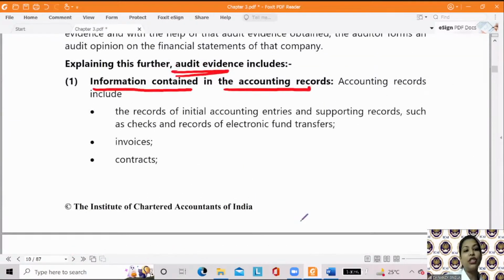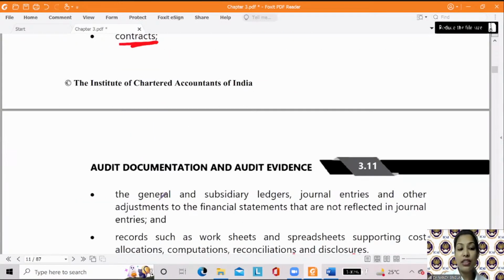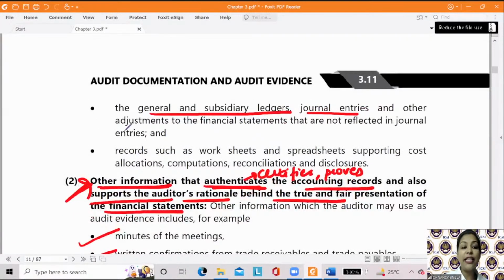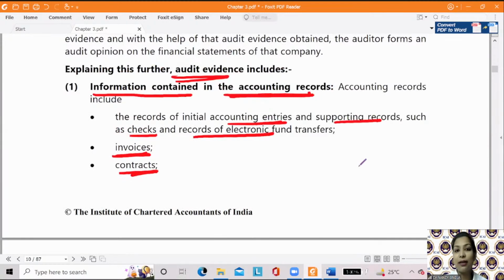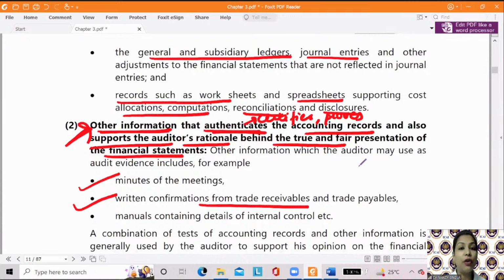ठीक है? So अभी इसको डिटेल में समझते हैं. Two types of information: the information contained in accounting records, like the entries, the supporting records such as the checks, records of electronic fund transfer, invoices, contract copies, general and subsidiary ledgers, journal entries, adjustments, records such as worksheets, spreadsheets, computation, reconciliation, disclosure. So these are the information contained in accounting records. Cost sheet अगर बनाया है, so that is prepared with respect to the accounting record, right? The entries, the ledgers that have been prepared are a part of the accounting records, so audit evidence can include that also, right?